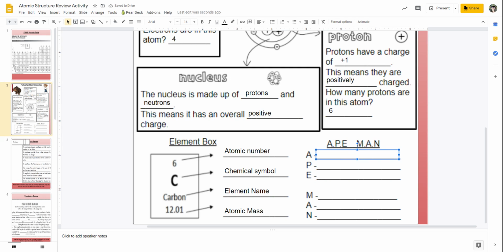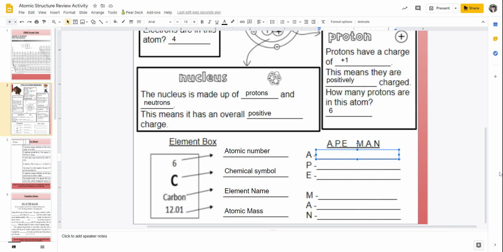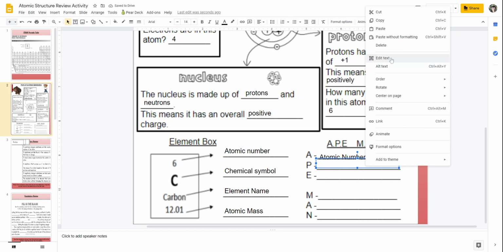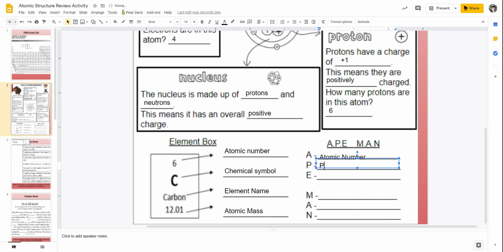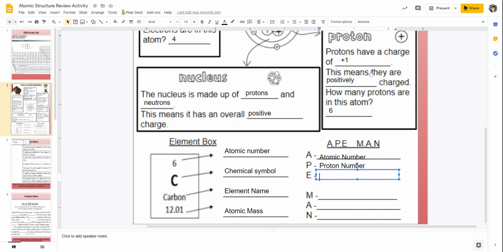Okay, now we're going to fill out APE man. Remember, APE man stands for A equals P equals E. The A of that APE is atomic number. The P, well, what do we know that starts with P? Protons. So that's actually proton number. And E, what do we know that starts with E? Electron number.